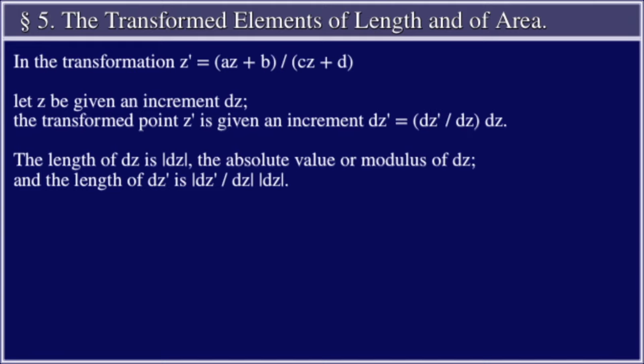In the transformation z prime equal to the quantity az plus b divided by the quantity cz plus d, let z be given an increment dz. The transformed point z prime is given an increment dz prime equal to the quantity dz prime divided by dz times dz. The length of dz is the absolute value or modulus of dz, and the length of dz prime is the absolute value of dz prime divided by dz times the absolute value of dz.